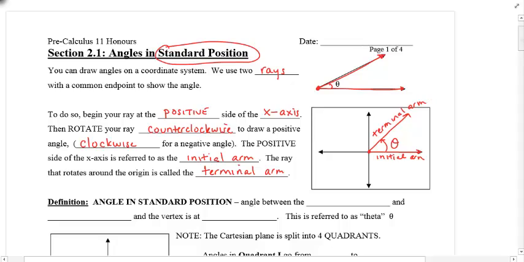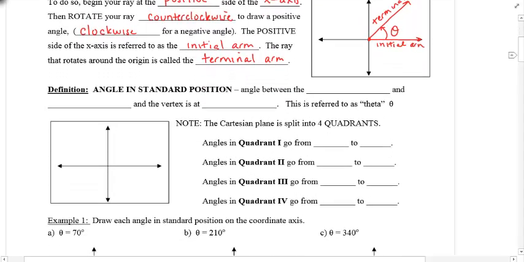Alright, so knowing these things now, let us talk about what an angle in standard position actually is. It's the angle that is created between the initial arm and the terminal arm. And the vertex is always located at the origin. And the angle that's created is referred to as theta. And we use this little symbol theta that you hopefully have seen from grade 10.